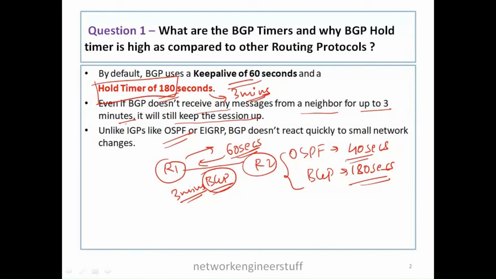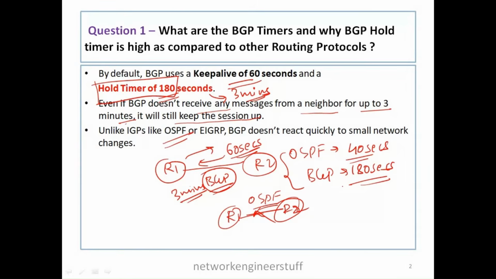Why is it? BGP actually does not react quickly to network changes. Which means, okay, if the link between, let's say, R1 and R2 goes down, and if we have OSPF neighborship between R1 and R2, after 40 seconds the neighborship will go down. But in case of BGP, it will take 3 minutes for the neighborship to go down. The question in the interview is this: why is the hold timer high?